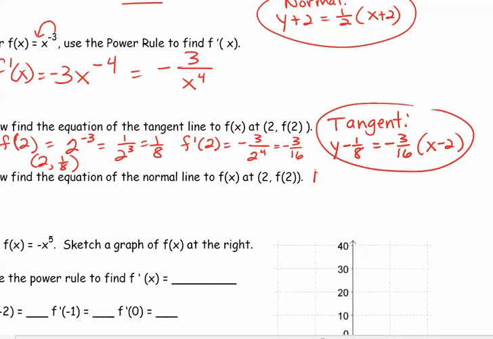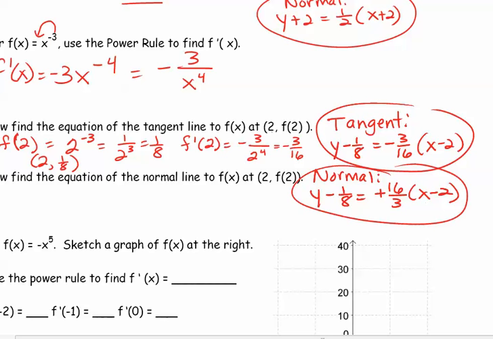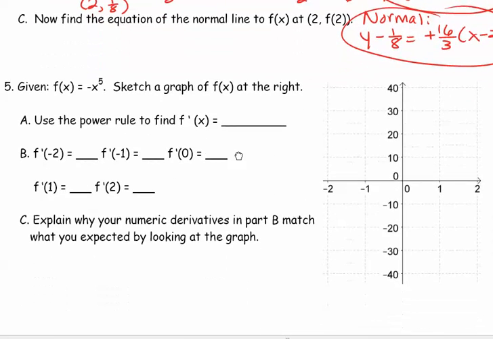And our normal is perpendicular to that. So our slope would become positive. You don't have to put a positive sign, of course. So if you know the equation of the tangent, you certainly know the equation of the normal. All right, let's see what we're doing here next.